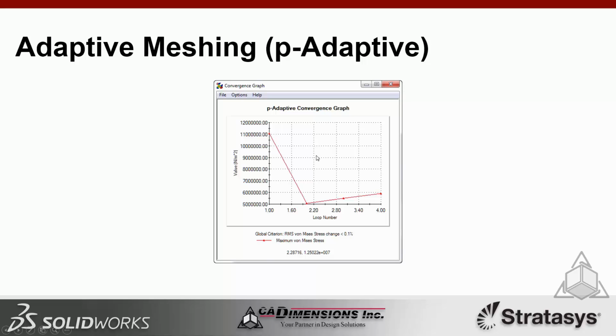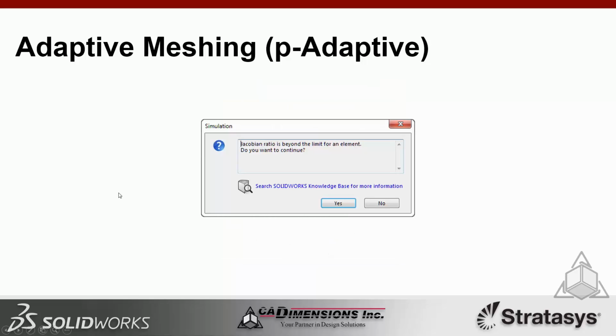So here we may have an issue with convergence. In this case, it's because this message comes up when the study starts running: Jacobian ratio is beyond the limit for an element. I clicked yes, just so it would get some results. But what the heck is a Jacobian?